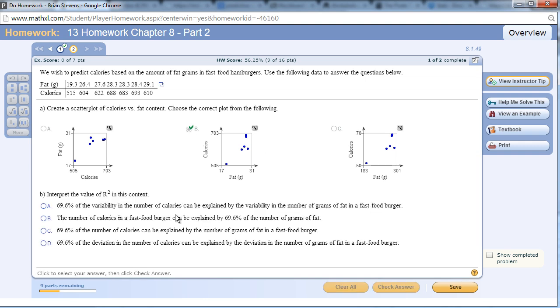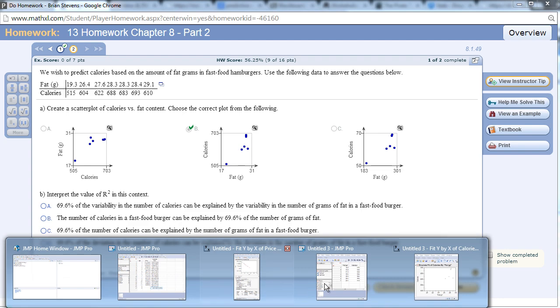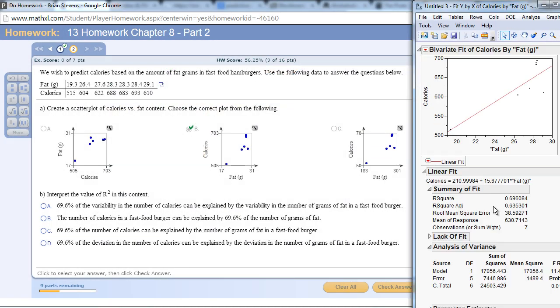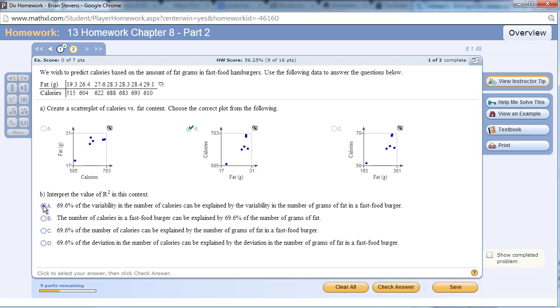Interpret the R squared. We did this for our last problem. We didn't even have to, but it's always good to interpret it. Let's go ahead and get the R squared. 0.6960. This would mean that 69.6% of the variation in calories, our Y, is explained by fat, our X. X's do the explainings of the Y's. So right here we have 69.6% of the variability in the number of calories can be explained by the variability in fat in fast food burgers. Excellent.